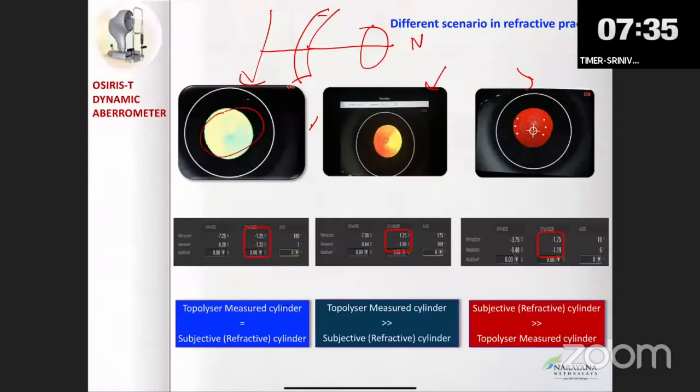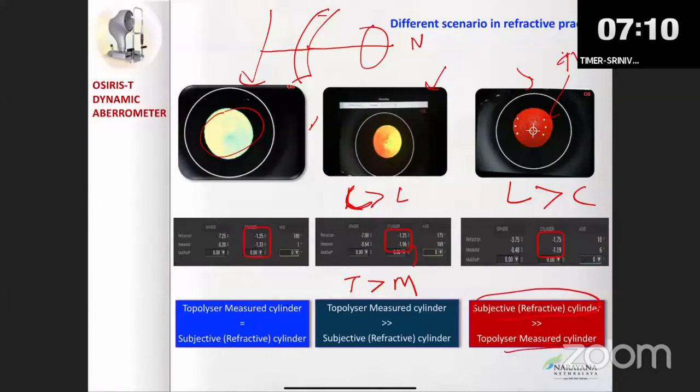If your lens is accommodating more than the cornea, then you get this kind of a picture where the topography astigmatism is more than the manifest. Here, what happens is your lens is red. This means you are accommodating more. So the lens is more than the cornea. That means your subjective refraction is more than the topography. So topography more than manifest, manifest more than topography. Remember this very clearly. When this is more, that means the cornea is the culprit.